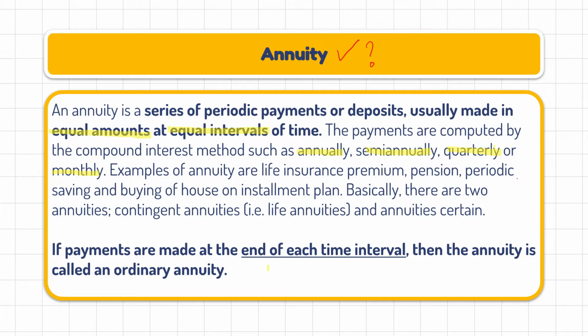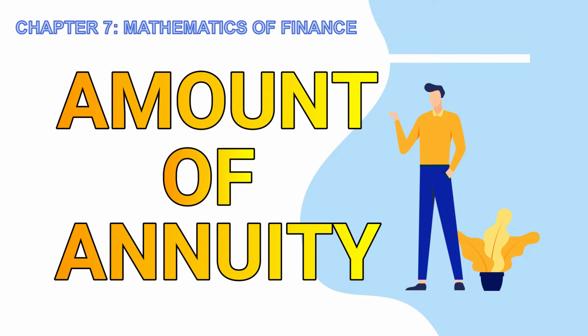Basically, there are two annuities: contingent annuities, in other words life annuities, and annuities certain. If payments are made at the end of each time interval, then the annuity is called an ordinary annuity. So, the keyword that you should know here is that annuity is about payments made in equal amounts at equal intervals of time. For further details about amount of annuity, let's hear the explanation from Madam Salawati.